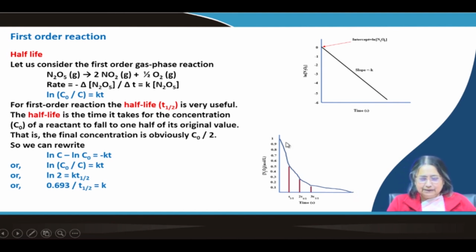And it is a first order curve. So, you can easily understand how it goes. The degradation or decomposition goes with time for the half life period, for a first order reaction.